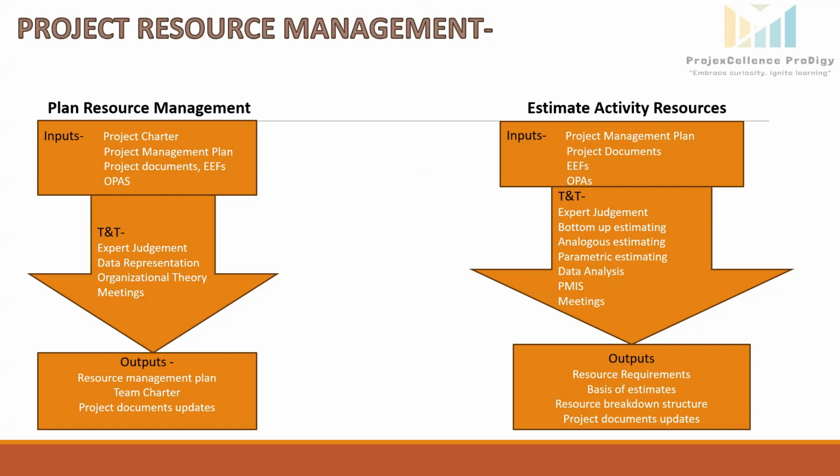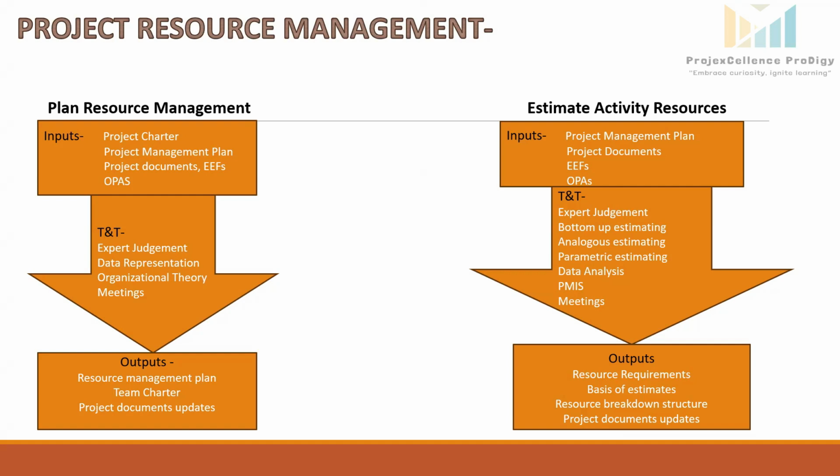Coming to the outputs. The output of the estimate activity resources process is the resource requirements. It will be the detailed documentation of resource types and quantities needed for each activity. Basis of estimates means how the resource estimates were derived, including assumptions and constraints, what method was used to develop estimates, the range of estimates, and the confidence level of the estimate.